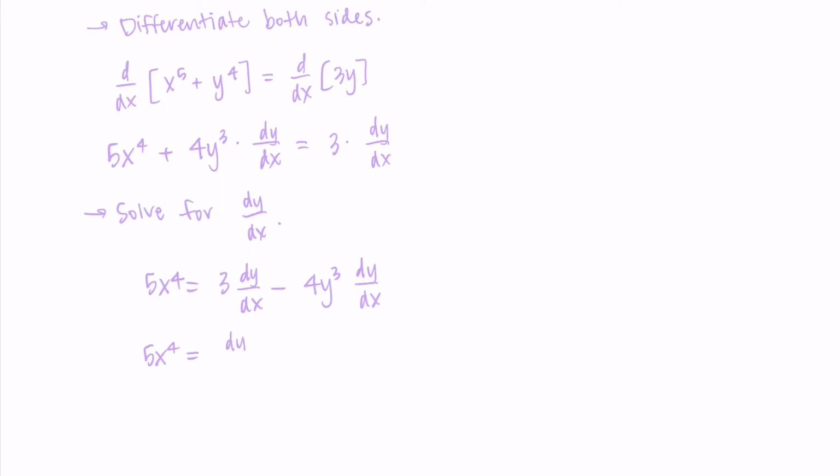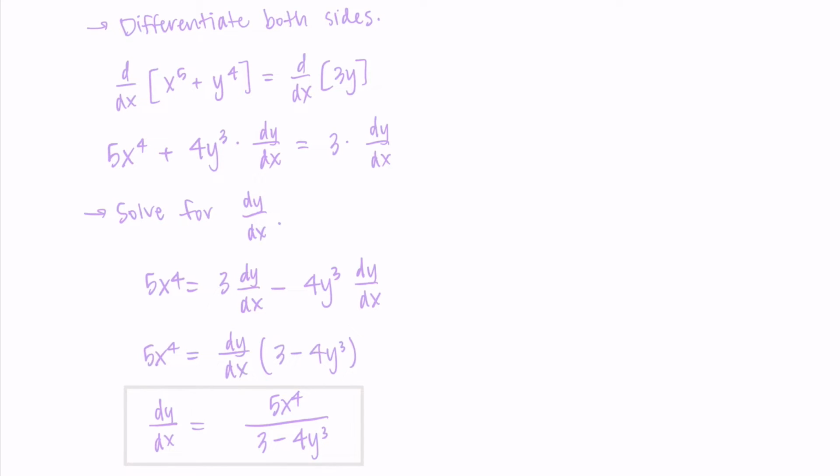So both of the terms on the right-hand side have a dy/dx in them. So I factor that out. I have dy/dx times the quantity 3 minus 4y cubed. And then I just divide by that 3 minus 4y cubed to get dy/dx by itself. So I'm left with dy/dx equals 5x to the fourth divided by 3 minus 4y cubed.